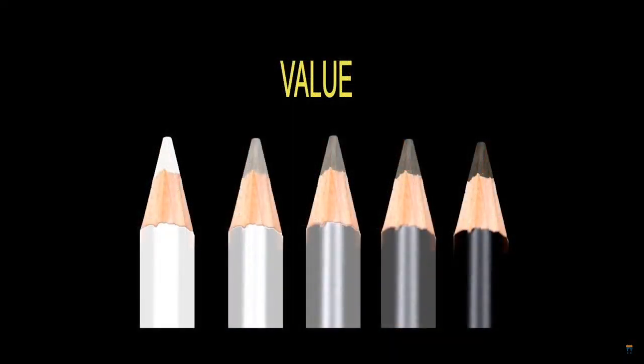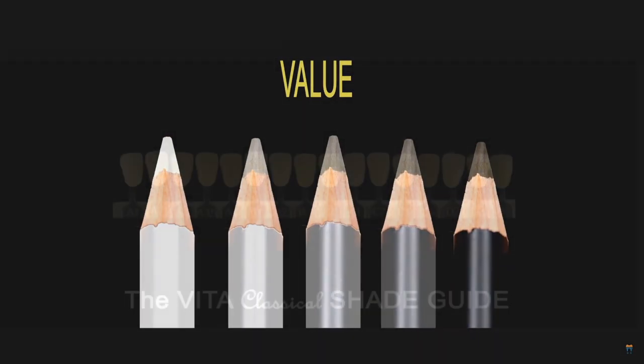What about the value? Value is defined as the relative brightness or darkness of the color. So we can see how it's going to be darker and lighter. The brightness of any object is a direct consequence of the amount of light energy that is reflected or transmitted. A restoration that has too high a value is too bright, may be easily detected by an observer, and is a common aesthetic problem with ceramic restorations.